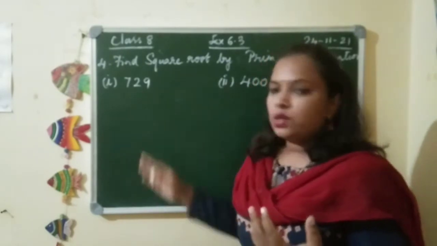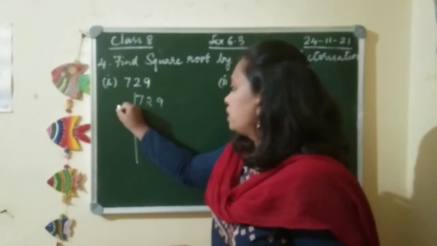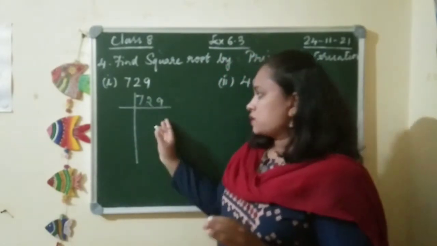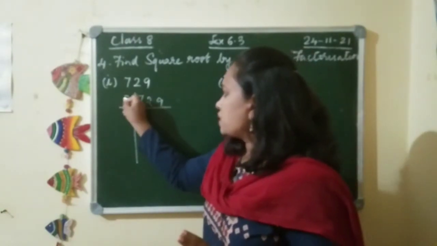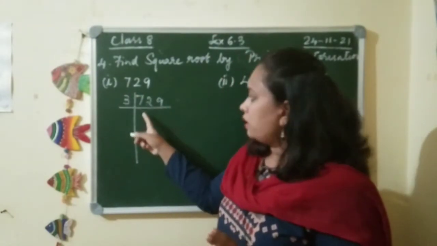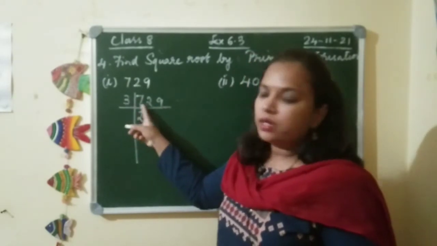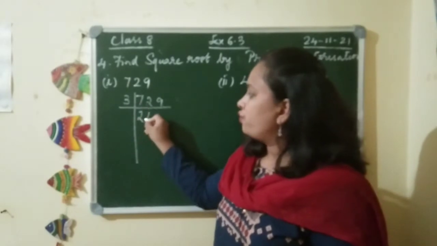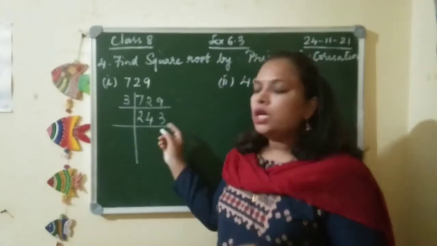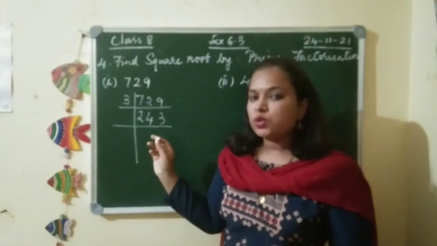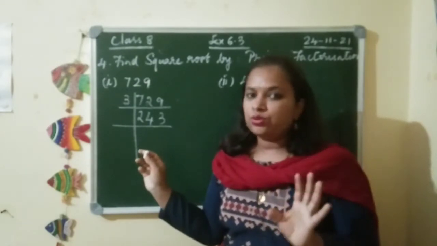So now 729 is divisible by 3. Write it down like this so that it will be easy for you. No need to do the division, directly you can start. 3 into 2 is 6 and here 1 will remain, so 12. 3 fours are 12. And 3 into 3 is 9. This way you don't need division. That is why I am telling you to know the multiplication table at least from 2 to 9.